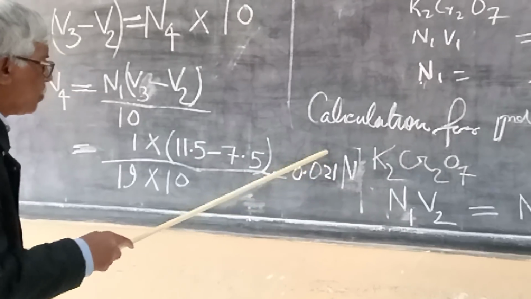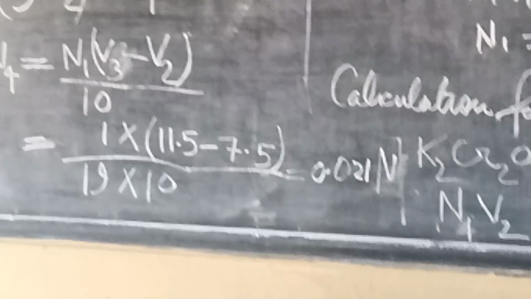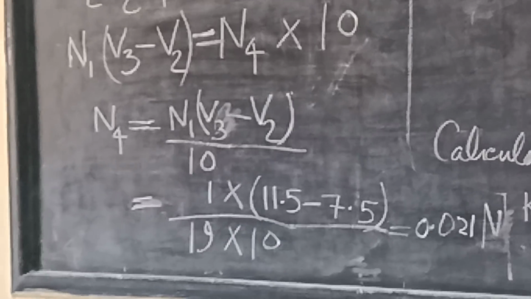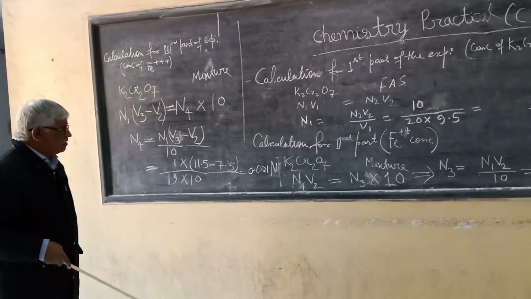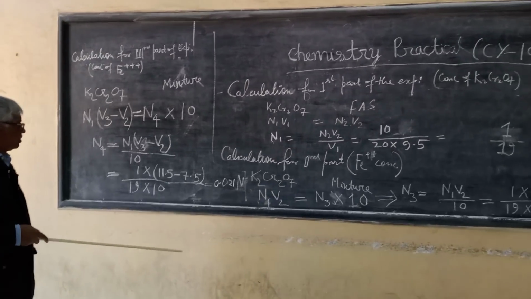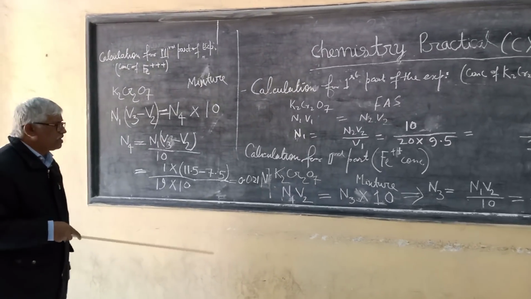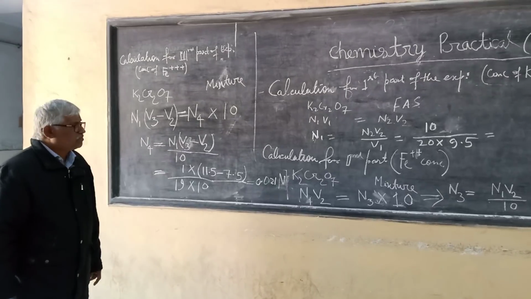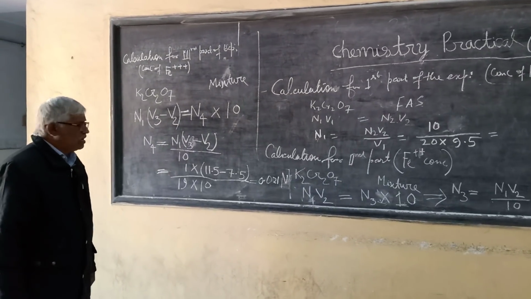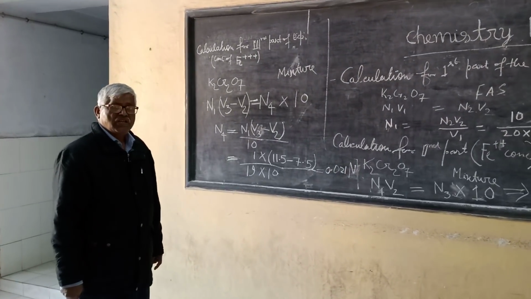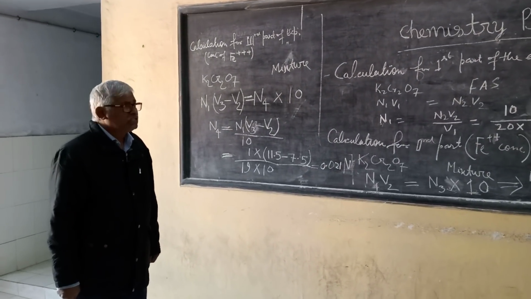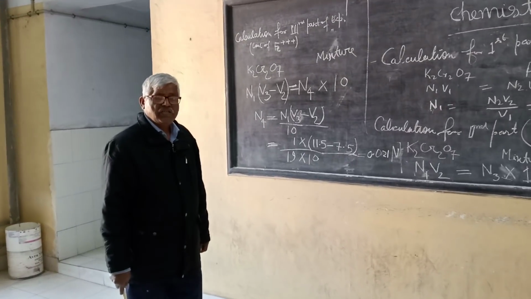0.021 normal. Again you can get it in the form of gram per liter just by multiplying by 55.5. So this is all about this experiment, how you can determine iron 2+ and 3+ in a mixture solution. This is all about the experiment.